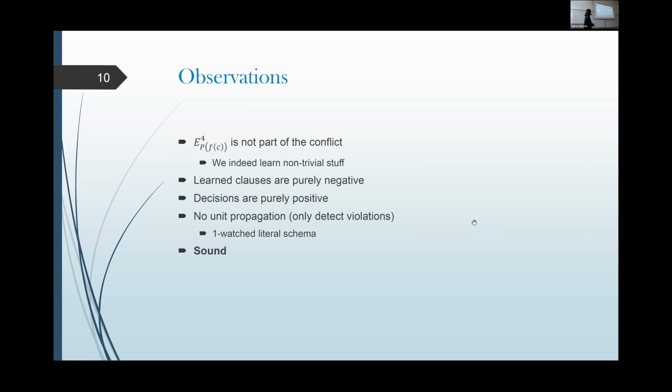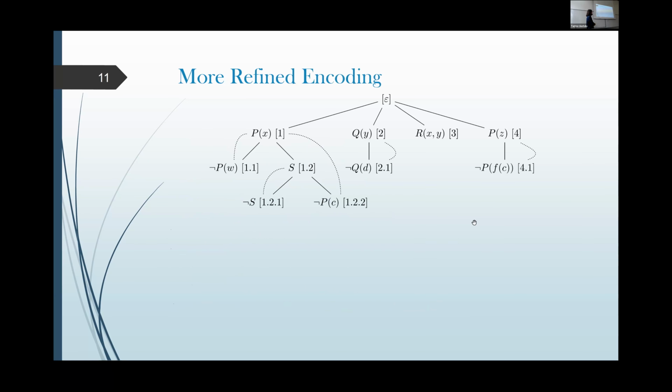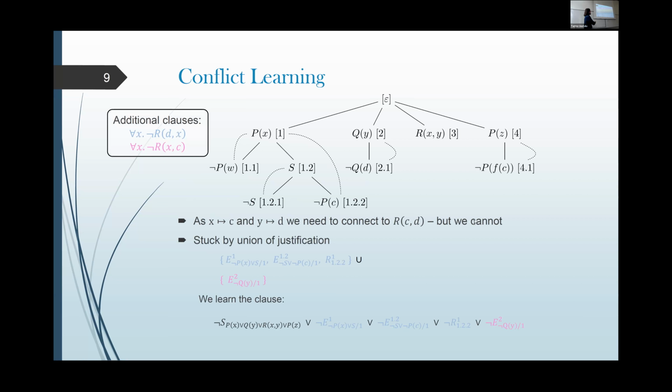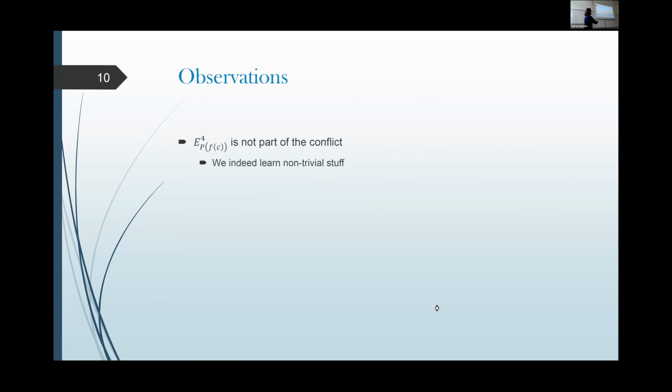Furthermore, what we did is sound and complete and dominating for a fixed step limit. However, the contexts we learn are very specific to the proof we're currently considering. So that's not really good, because it depends very much on which exact steps we're taking rather than what's actually happening in the proof.